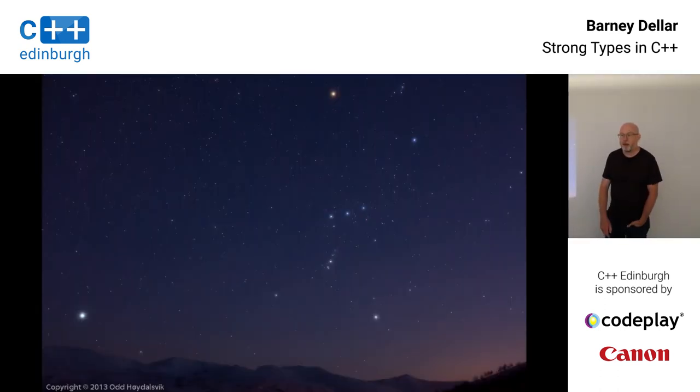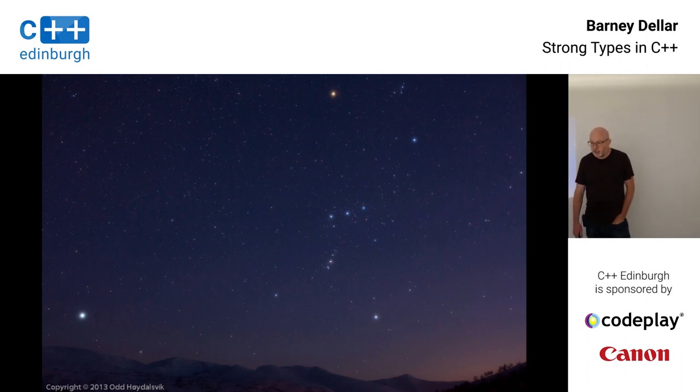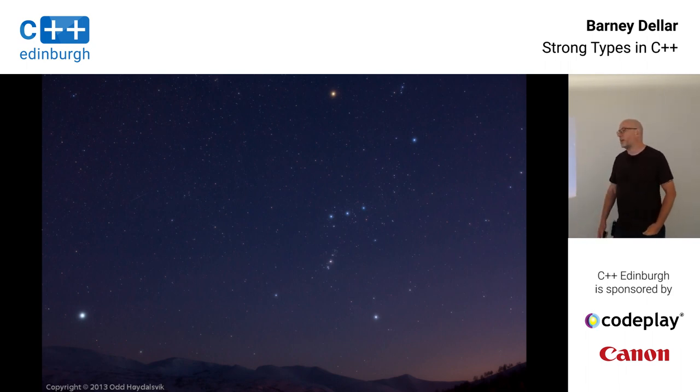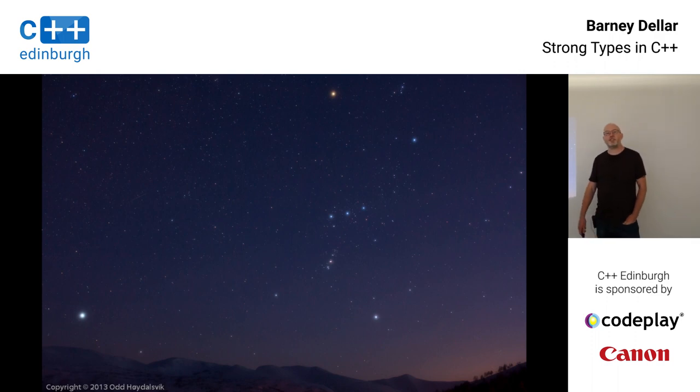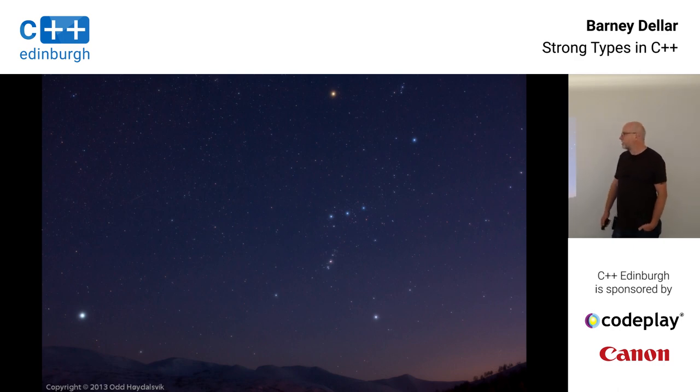So I'm quite a big fan of astronomy. This is the constellation Orion, which you can see, not really this time of year. It's in the southern sky in winter. I like it a lot. I have it tattooed on my arm. And yeah, it's one of the great delights of Scottish winter, seeing that in the southern sky.